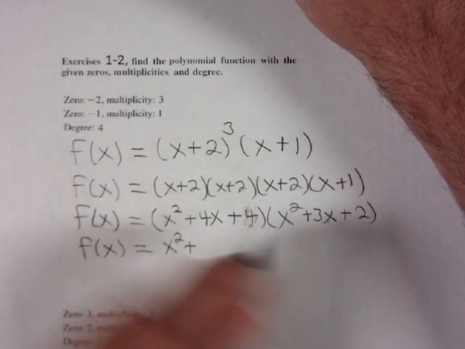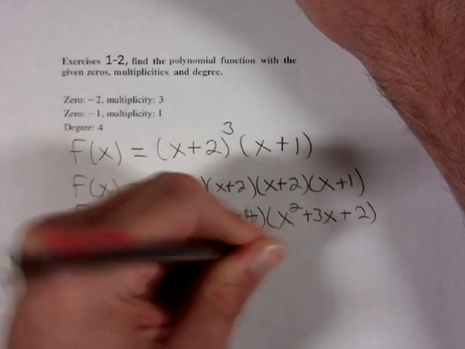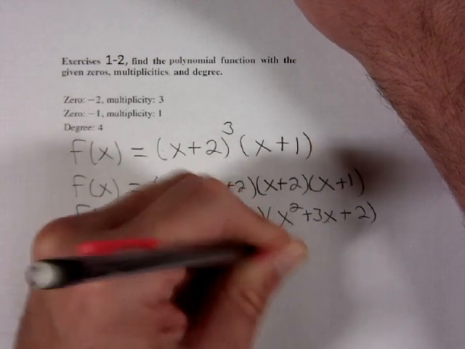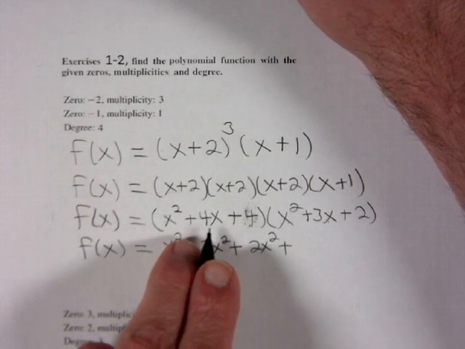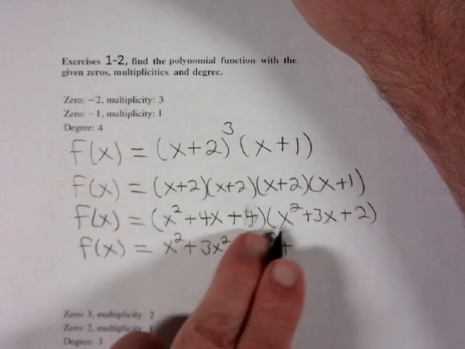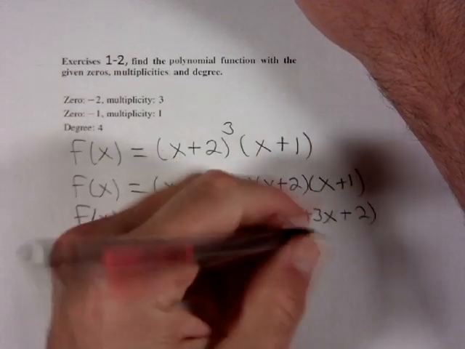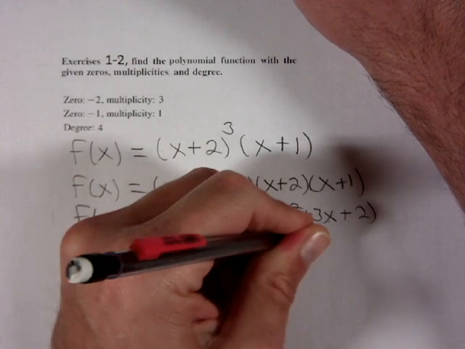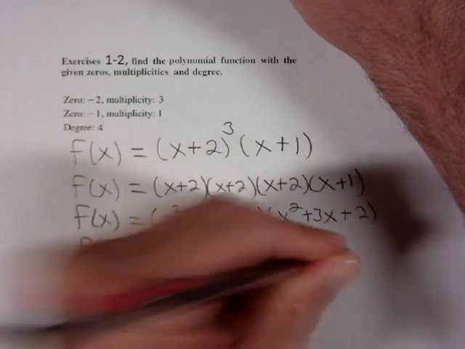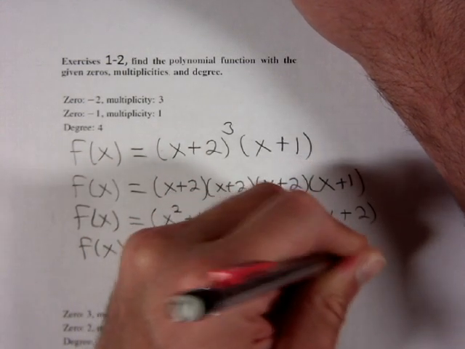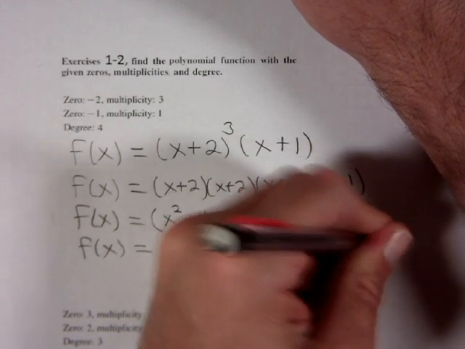X squared times 3x would be 3x cubed, plus 2x squared, plus, now I can slide over to the middle term, which is 4x to the 3rd. Oops. 4x to the 3rd. 4x times 3x is 12x squared. 4x times 2 is 8x.